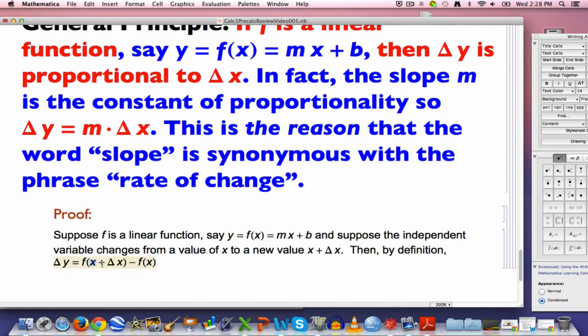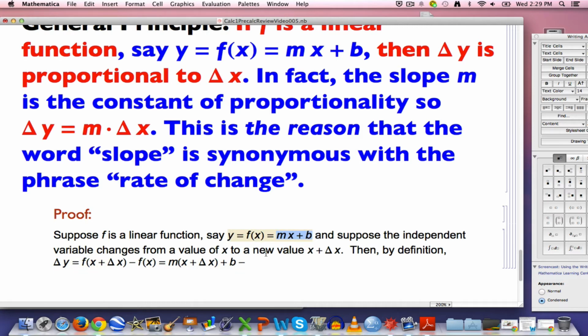When you plug in x plus delta x, I've talked about this before, you need to replace this x here with x plus delta x. So you get m times x plus delta x. Realize conceptually that this is f of x plus delta x. This is m times x plus delta x. You need to realize what's going on here. So in the second expression, we're going to be able to use the distributive property. Don't forget to add the b. Then subtract f of x.